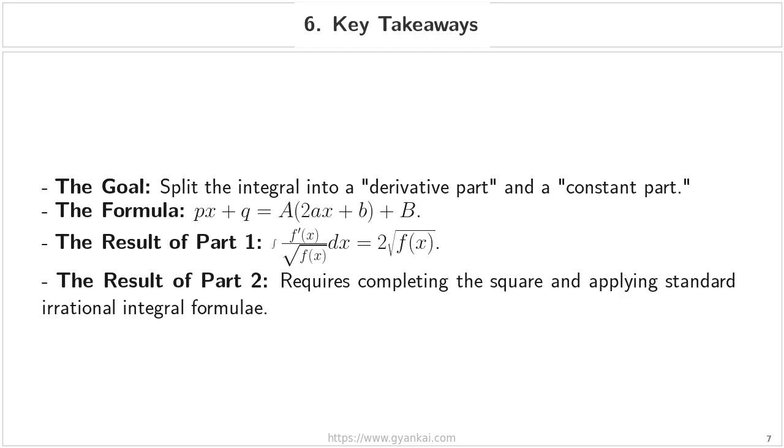So, to reiterate, mastering these 4 points will give you a solid foundation for solving these integrals. Remember the goal, the formula for splitting the numerator, the result of the derivative part, and how to handle the constant part. And don't forget to look out for those common mistakes we discussed on the previous slide.